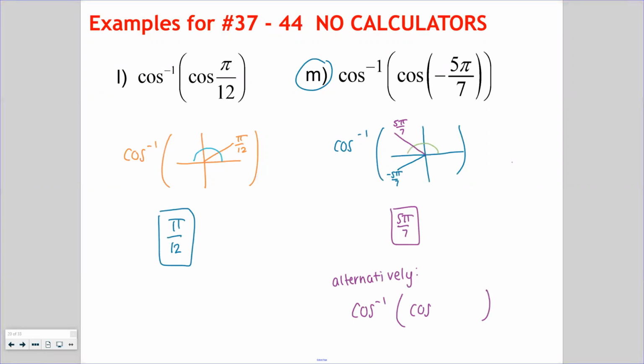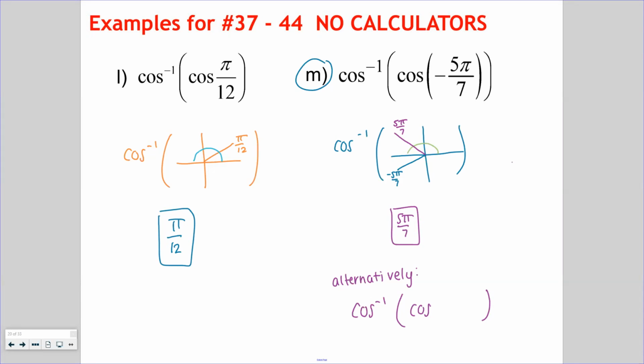Okay, so let's take a look at this one. Negative 5 pi over 7 sits in the third quadrant. So remember, we graph negative angles starting on the positive x-axis and moving clockwise for negative angles. So negative 5 pi over 7 is sitting in the third quadrant. But inverse cosine requires an angle in the first or the second quadrant. So we need to represent an angle that has the same x values because we're talking about cosine, but that's in the first or the second quadrant.